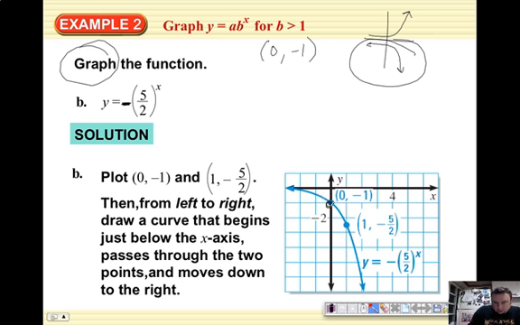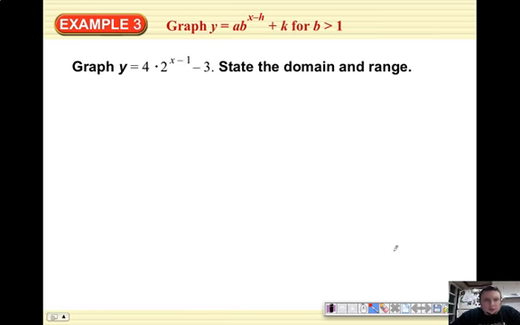So get a couple coordinates from your calculator. Draw a nice curve, just like they have here. Okay, that's it. Just get good at graphing. You can use your calculator to kind of guide you to get some coordinates. There we go. Here's the next type.